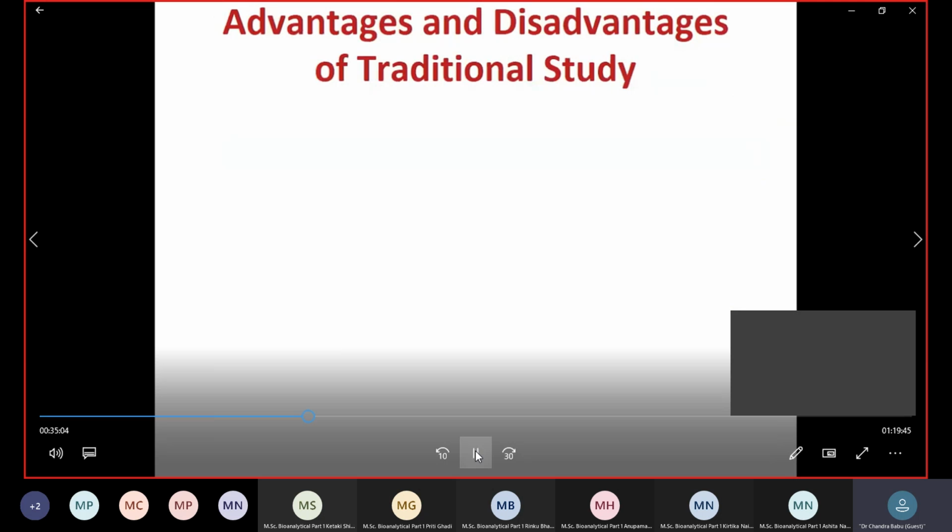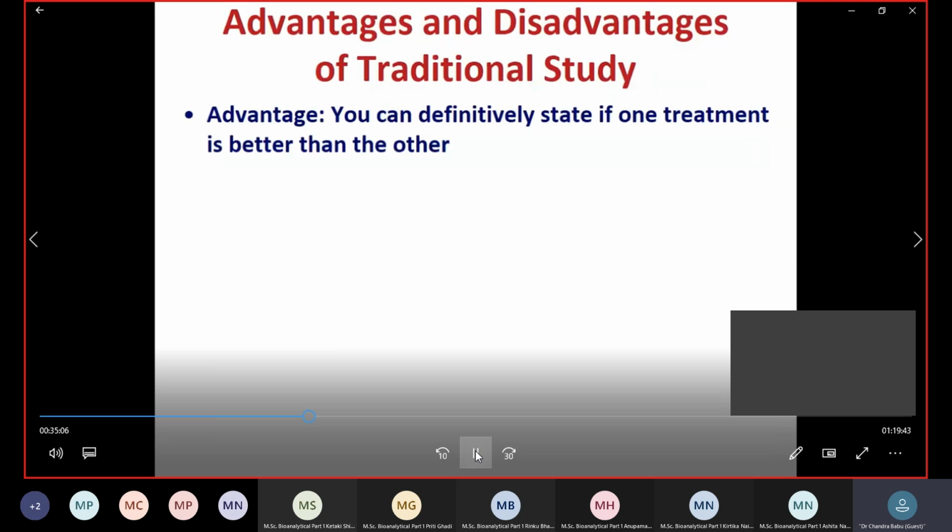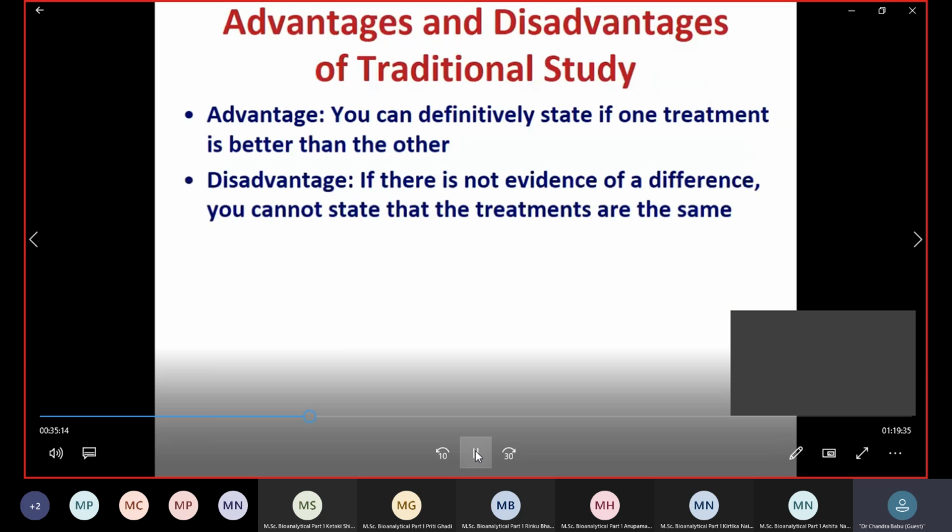Okay, so what are the advantages and disadvantages of a traditional study? The advantage is I can make a definitive statement that one treatment is better or worse. The disadvantage is if there's no evidence of a difference, I cannot say that the two treatments are the same. I should not do that.